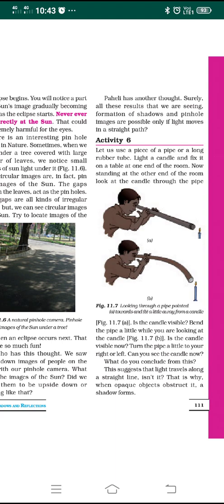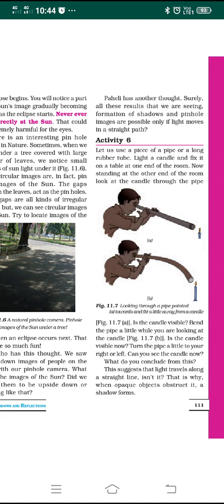Now, standing at the other end of the room, you have to look at the candle which is fixed on the table through the pipe which you have with you, a plastic pipe, a piece of pipe or a long rubber tube. Look at figure 11.7a. Here, is the candle visible to the person who is looking at the candle through a pipe? Yes. Now look at figure 11.7b.